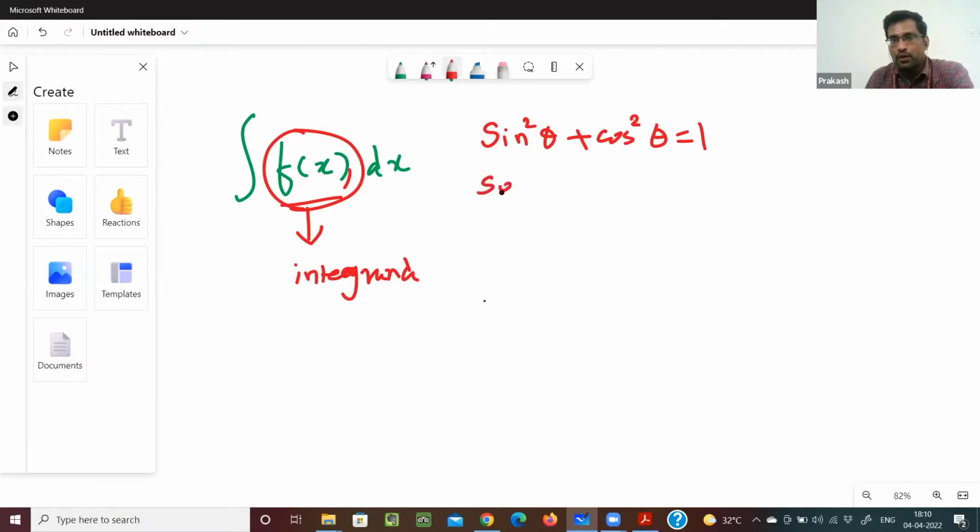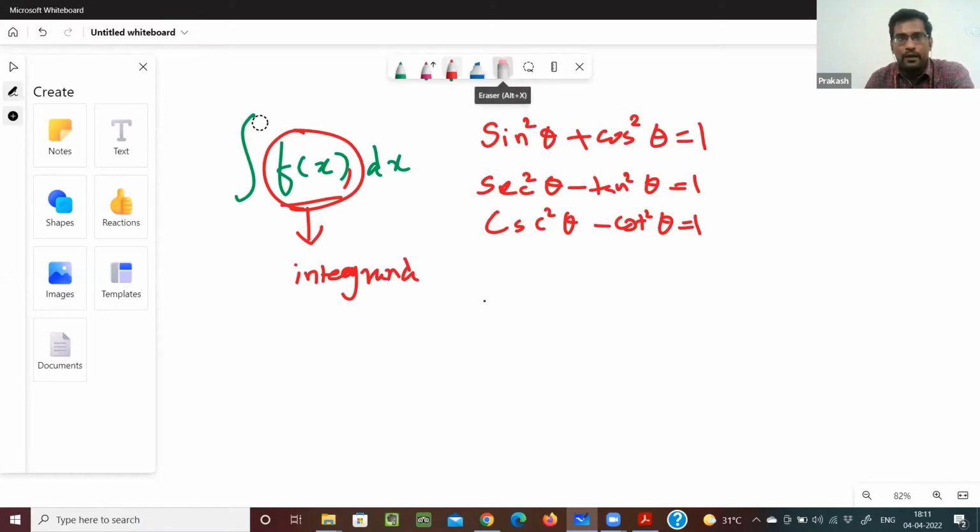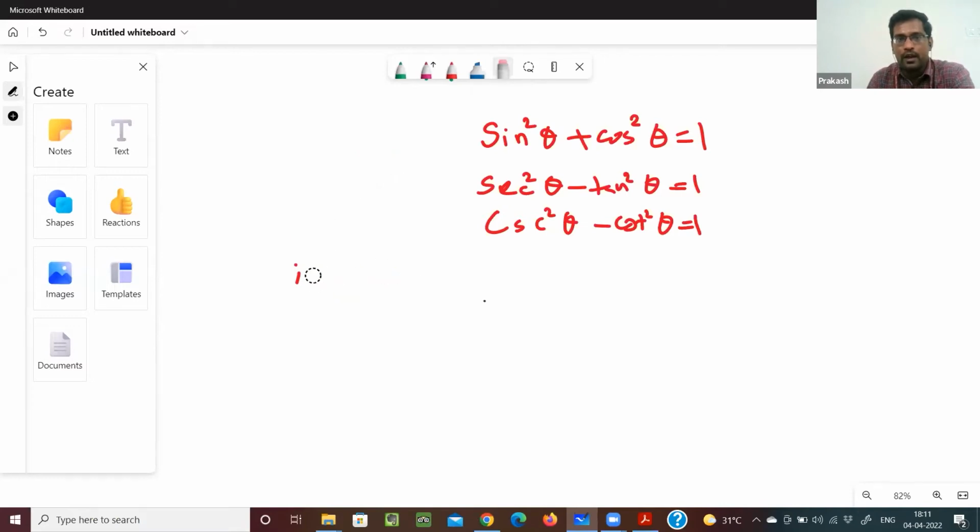After that, we know secant square theta minus tan square theta equal to 1. Even cosecant square theta minus cot square theta equal to 1. So these identities everyone knows. Not only this, we need to know some other identities also. So here mainly I want to talk about the even function and odd function that I need to tell here. So first I am taking this plane.